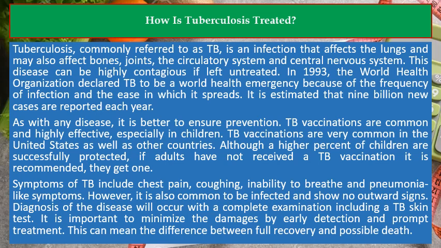As with any disease, it is better to ensure prevention. TB vaccinations are common and highly effective, especially in children. TB vaccinations are very common in the United States as well as other countries. Although a higher percent of children are successfully protected, if adults have not received a TB vaccination, it is recommended they get one. Symptoms of TB include chest pain, coughing, inability to breathe and pneumonia-like symptoms.